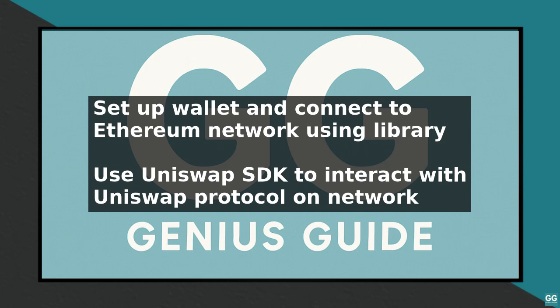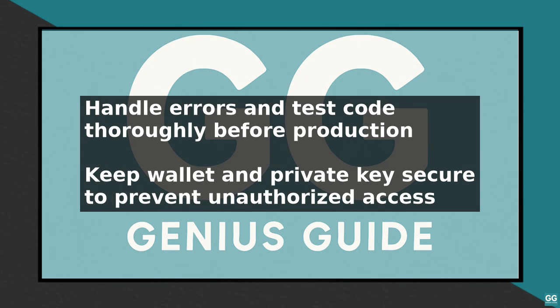Best practices for using the Uniswap SDK include handling errors properly, using the correct chain ID, and testing your code thoroughly before deploying it to production. It is also important to keep your wallet and private key secure to prevent unauthorized access to your funds.